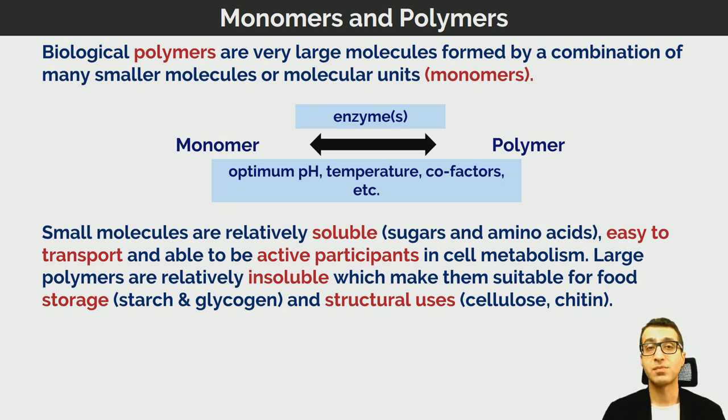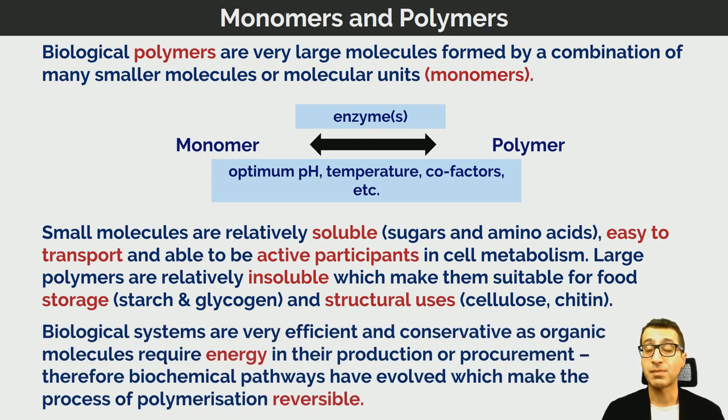Now, biological systems are typically very, very efficient, and they tend to be very conservative. The reason for this is that organic molecules, such as polymers, require energy to produce or procure. Therefore, biochemical pathways have evolved which make the process of polymerization reversible, so that polymers can be built up, but they can also be broken down into their monomers, and those monomers can then be transported and repurposed. We're going to be seeing a lot of examples of these ideas in the subsequent lessons where we look at the individual types of biological polymers in a lot more depth.